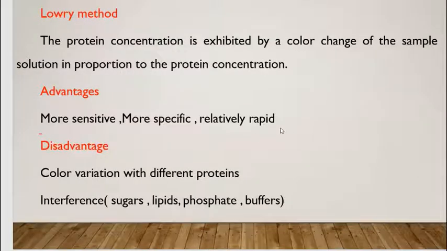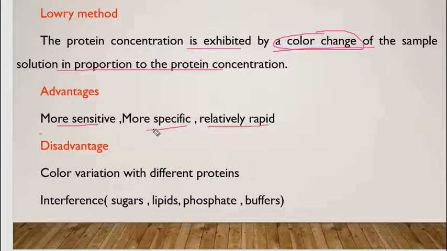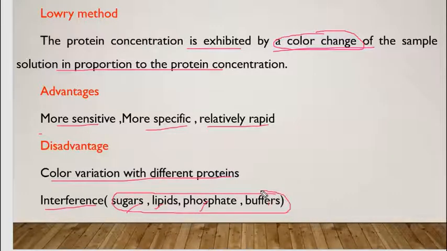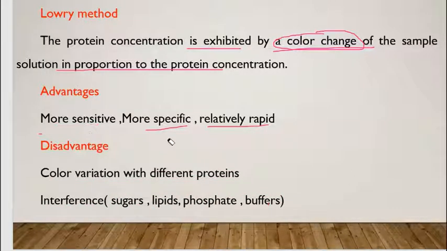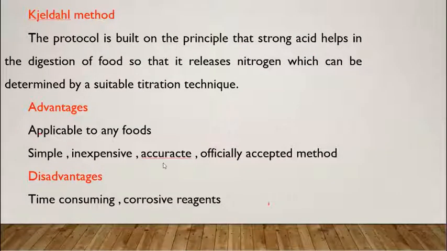If we look into the next method, there is the Lowry method. The protein concentration is exhibited by a color change of the sample solution in proportion to its protein concentration. The main thing is color change. Advantages: more sensitive, more specific, and relatively rapid, so the error will be much less compared to the previous method. But the disadvantages are color variation with different proteins and interference from sugar, lipids and phosphate buffers. If these are present in the liquid, they may change the result itself. So it is not universally accepted; that's why the Kjeldahl method is accepted.